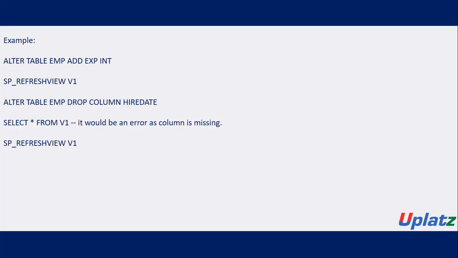So how do we overcome this? By refreshing the view again. We have to refresh the view, then only we will be able to see the changes that are done on the table employee. So we have to refresh the view, that is sp underscore refresh view space v1. Once we refresh the view v1, then we will be able to see the changes that are made on the table employee. So employee is a base table for view v1.